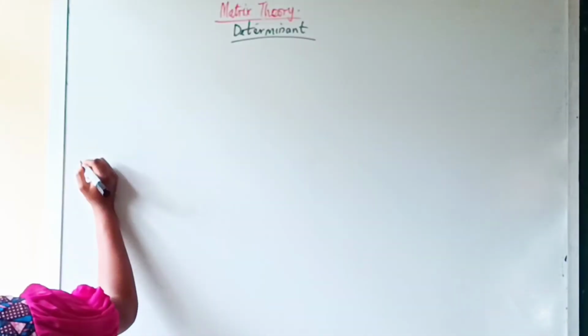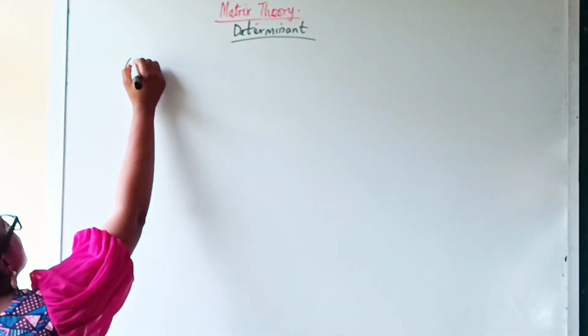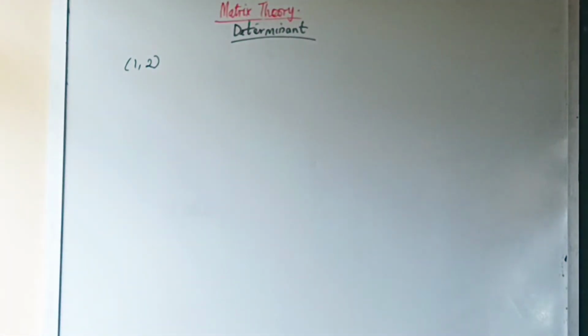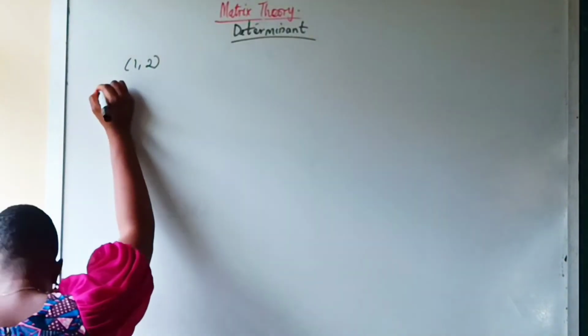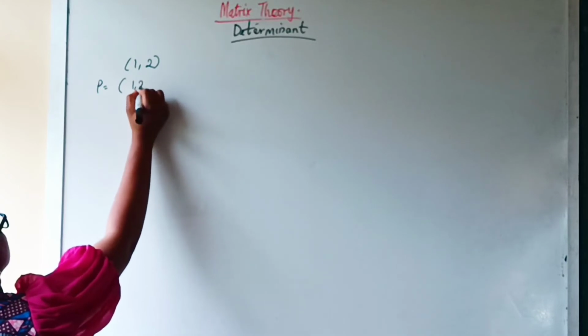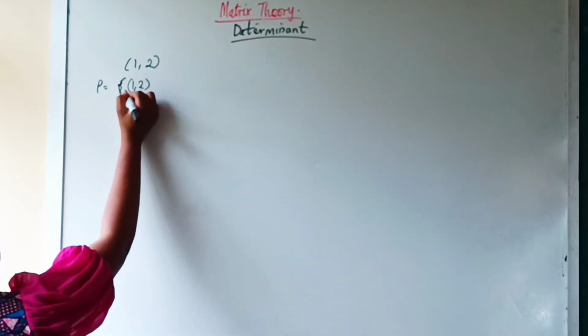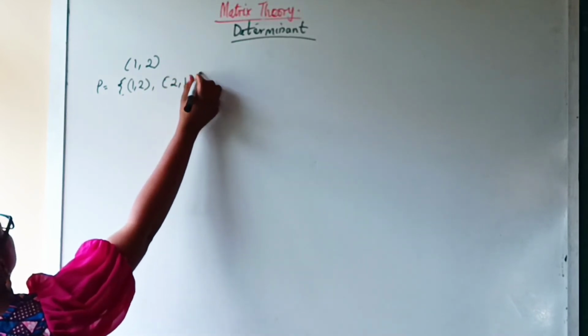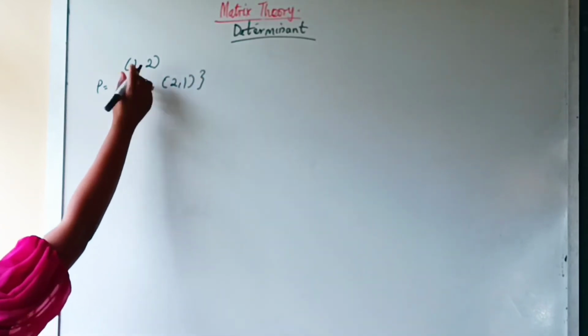So permutation, that's where we're going to start from. If you want to permute 1 and 2, how many permutations can we get? The permutation of this is equal to the set 1, 2, comma, 2, 1. These are all the possible orders that you can have of this.